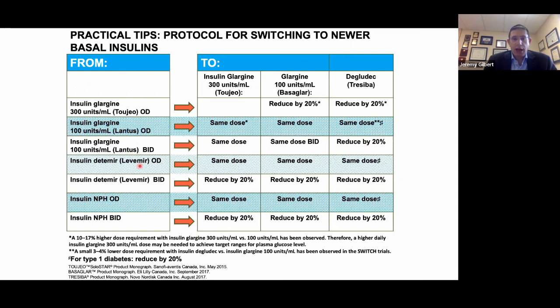If they're on Levemir once a day, it's the same dose, but again, for Levemir BID, especially going to Toujeo or Tresiba, reduce by 20%. And with NPH once a day, same dose, but NPH BID, reduce by 20% for all of these basal insulin options. So I think the bottom line is there's not necessarily a right or wrong answer, but it's anticipating the effect of making a switch and trying to prevent hypoglycemia. If you're nervous, concerned, or reluctant, probably reduce by 20%, and then you can always titrate up. Otherwise, for many options, you might be able to just keep them on the same dose and then adjust as needed.